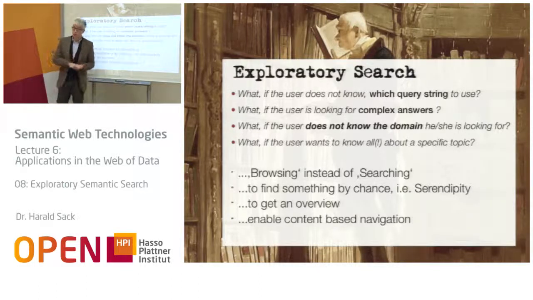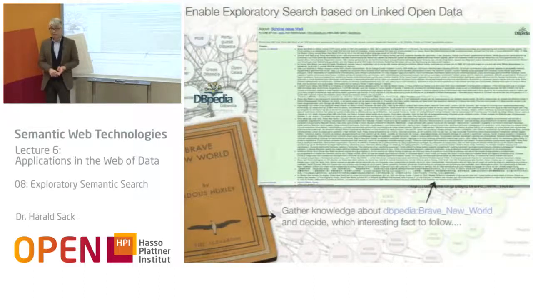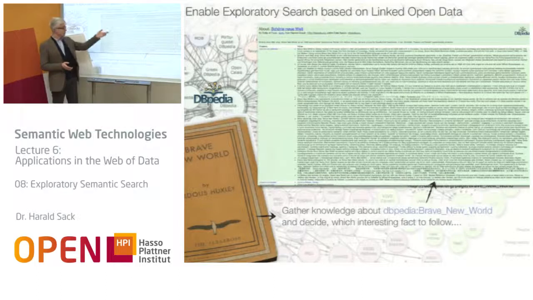And the problem that we have now is, how can we enable exploratory search with the help of the semantic technologies that we've already learned about? I can show you how. So let's stay with our example. We have here the Brave New World. And of course, you will find in the DBpedia the information page and the ontology or entity of the Brave New World. And you will find lots of information about the Brave New World and its author.